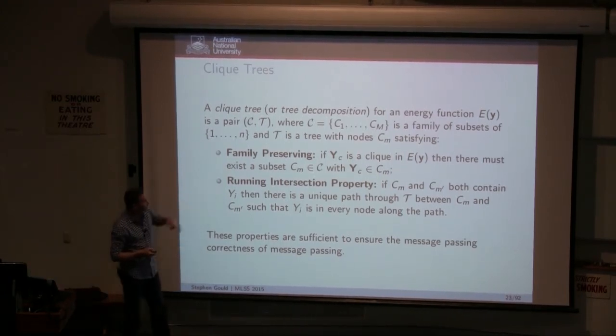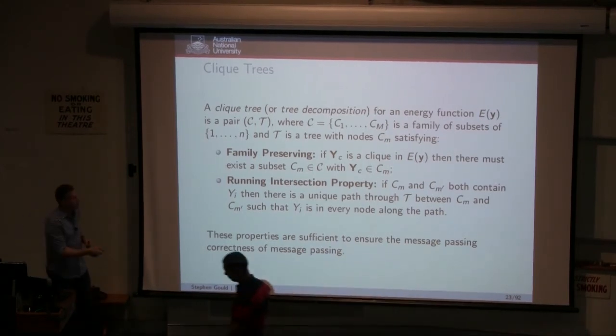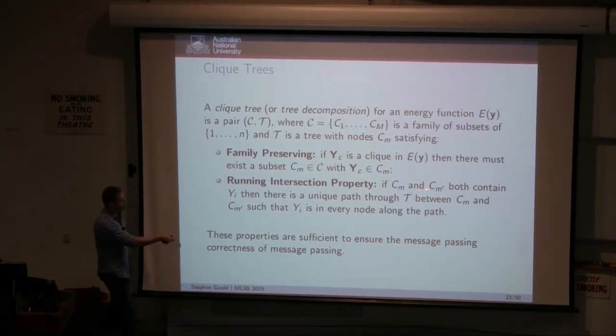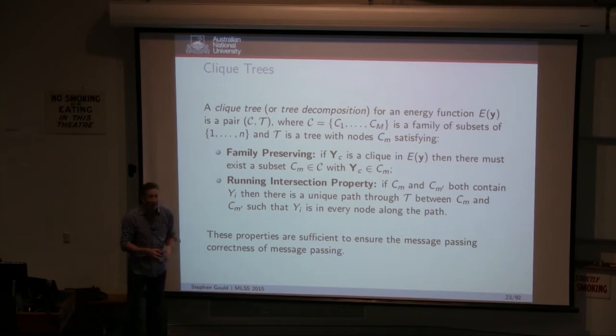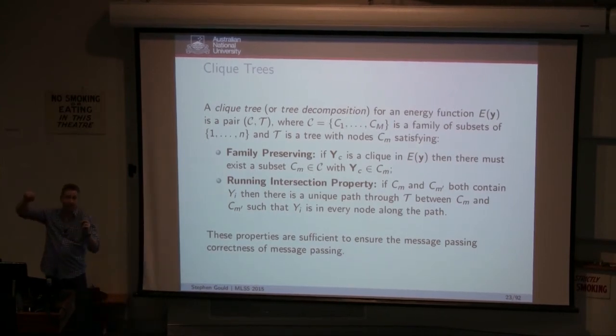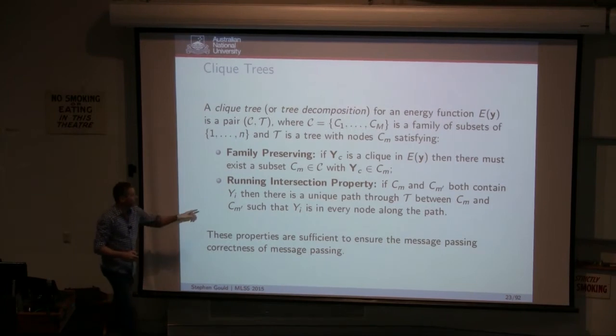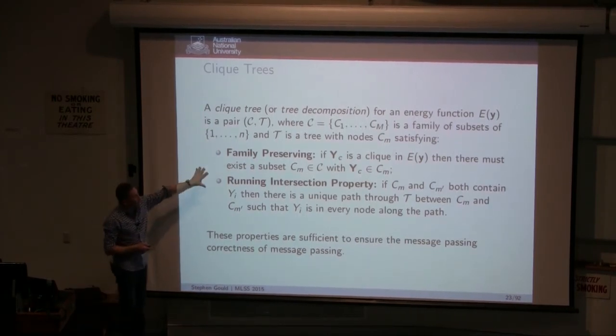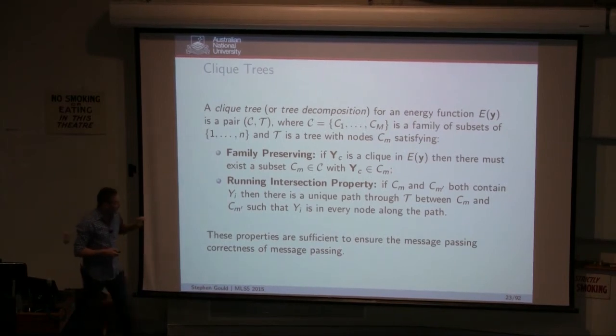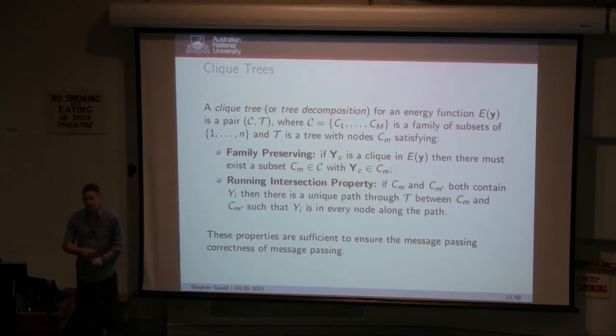And then the second property is called the running intersection property, and this says that if I have any 2 cliques in my clique tree that share a common variable, then there needs to be a unique path in the tree between those cliques where every node on the path also contains that variable. Okay? So you can think of this as you can't have a variable appearing in 2 disconnected paths of the clique tree. All right? If you can build a clique tree with these properties, then running this message passing algorithm that I described before over that clique tree will give you exact inference.